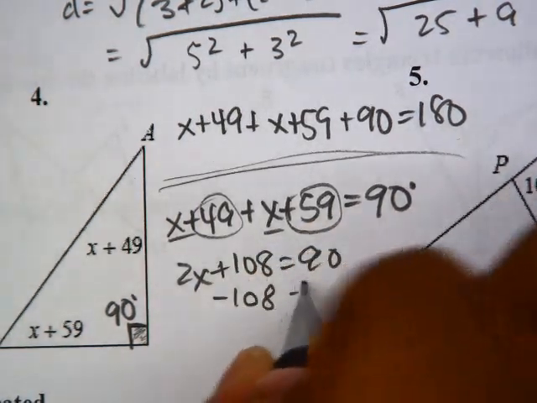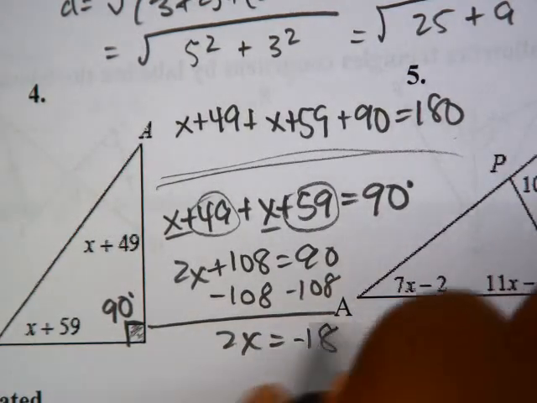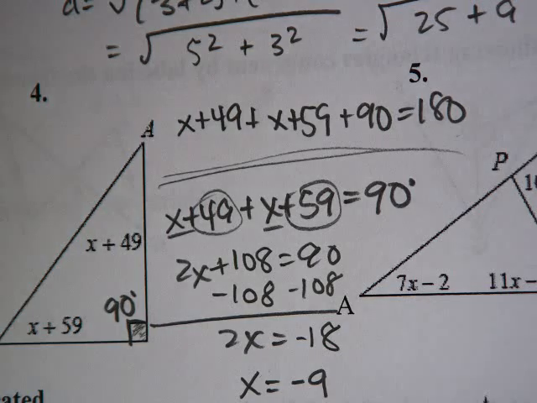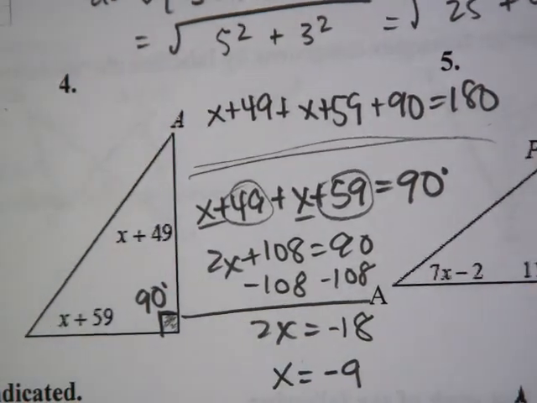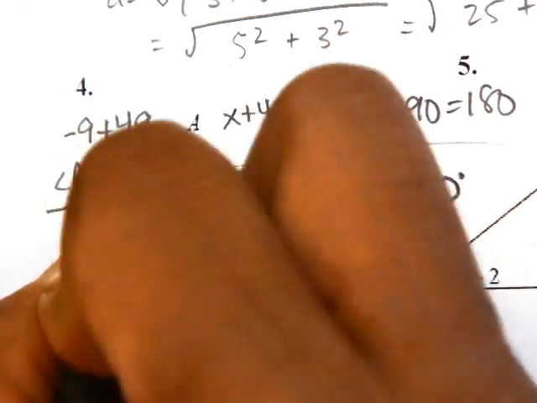Subtracting 108, I'll get 2x equals -18, and x is equal to -9. Angle A is the one up at the top, so if I substitute -9 plus the 49, I'll get that angle A is 40 degrees.